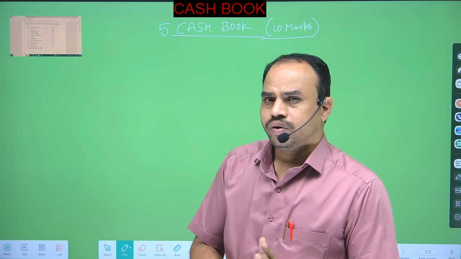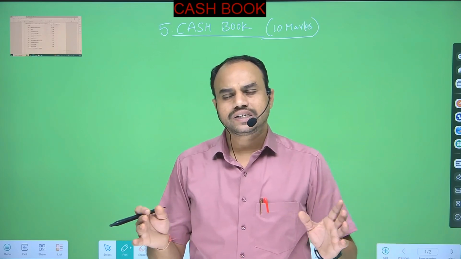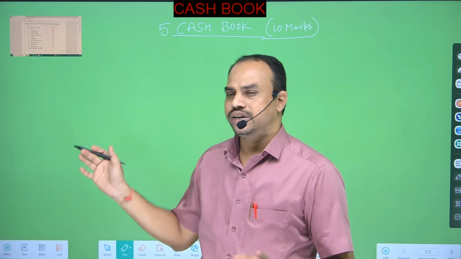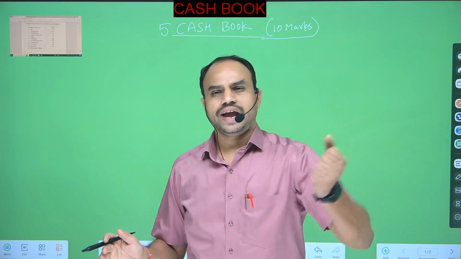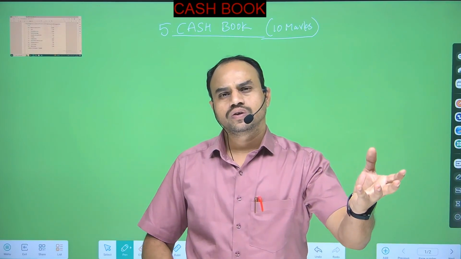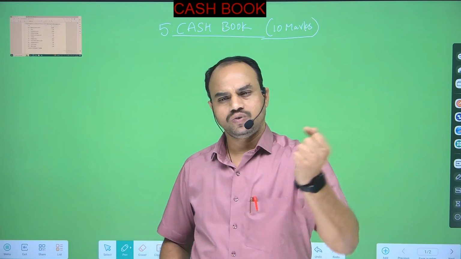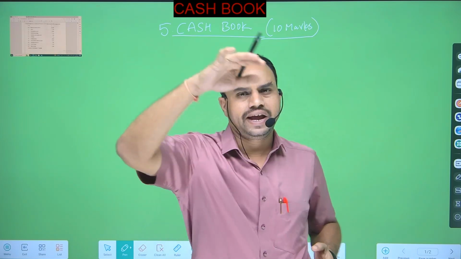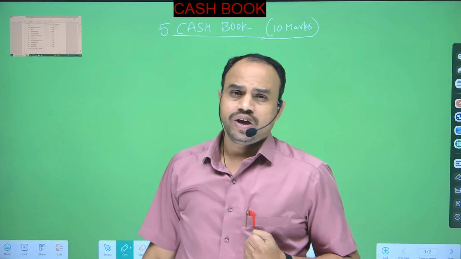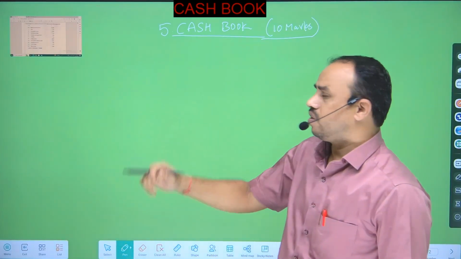Cash book means, in simple terms, whatever cash transactions happen in the business, all those cash transactions we will write in the cash book. For example, cash received, cash paid. Whenever we purchase goods and pay cash in return, this is a cash transaction we will record. And whenever we sell goods and receive cash in return, this is a cash transaction we will record in the cash book.